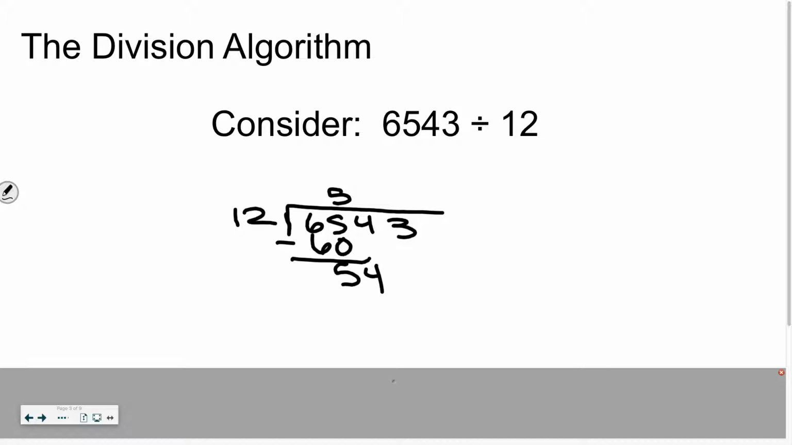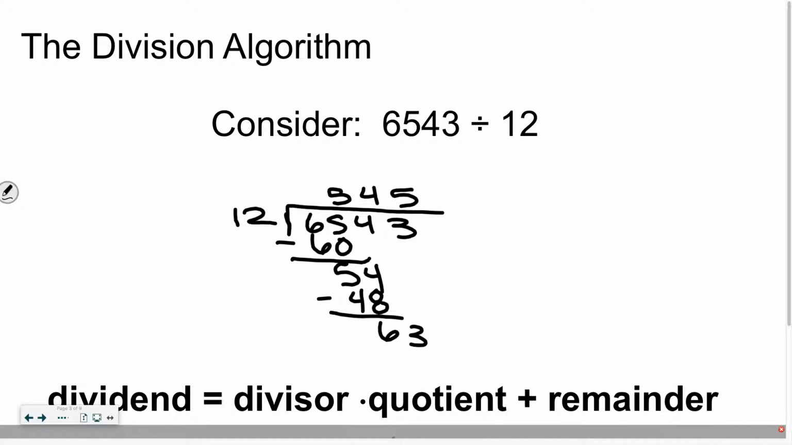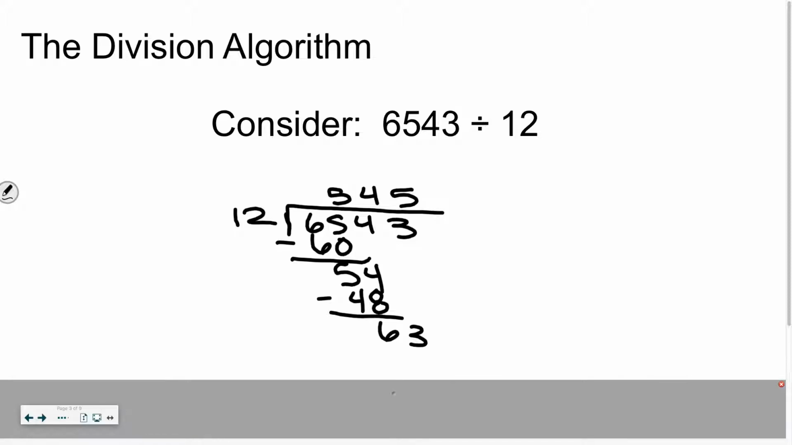Okay, 54 divided by 12, 4. And 63 divided by 12, 5. So we got 60. We got 3. Okay. So now I'm going to go through and label the parts of this.